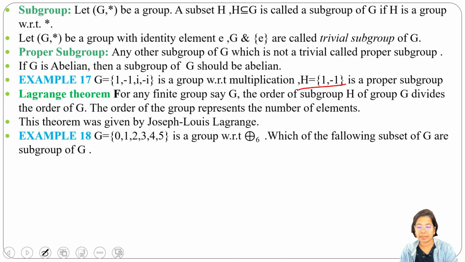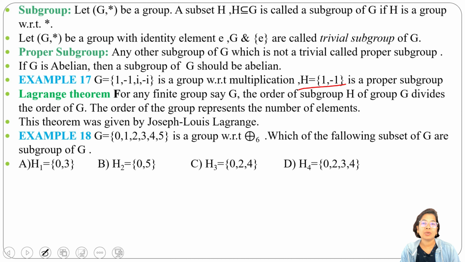Now, example 18. G contains 0, 1, 2, 3, 4, 5 and is a group with respect to addition modulo 6. Which of the following subsets of G are subgroups of G? And 4 options are given. We need to check which one is the subgroup.